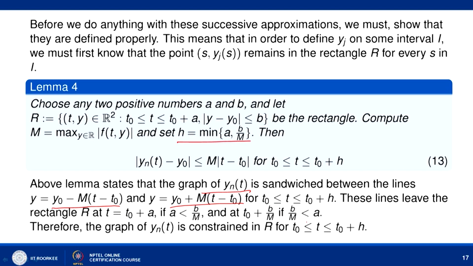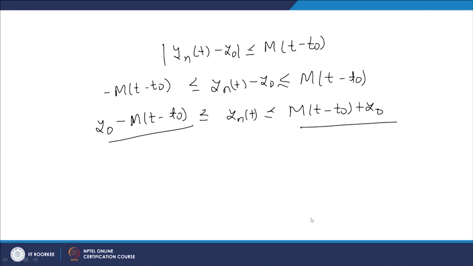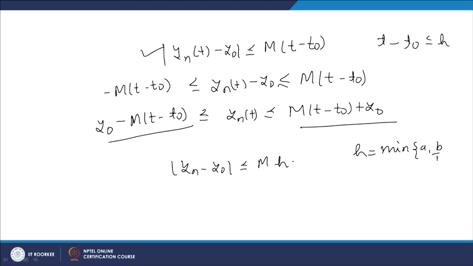and these lines leave the rectangle R at t equal to t_0 plus a if a is less than b by M, and t_0 plus b by M if b by M is less than a. If you look at here, we already know that t minus t_0 is less than h, right. So, it means that we can say that modulus of y(t) minus y_0 is less than or equal to M h, right, and h is what we have defined as minimum of a and b by M, right.